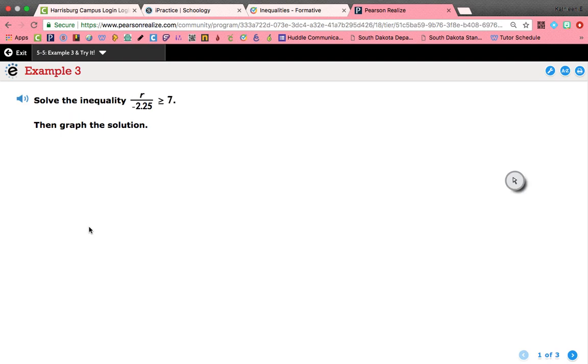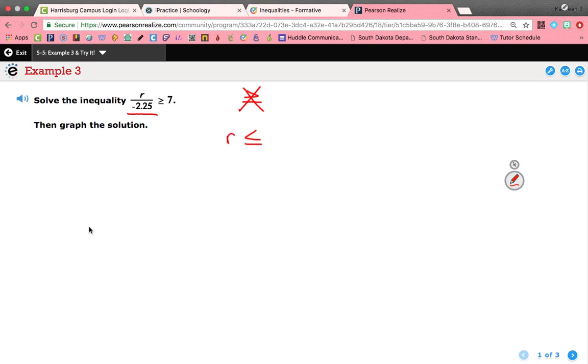So we have this question here. It says solve the inequality. R divided by -0.25 is greater than or equal to 7. All right, I'm dividing by a negative, so I'm going to flip the symbol. I know my symbol's not going to be that anymore, it's going to be this. And here's my R. And the opposite of dividing by 0.25 is to multiply. So we take 7 times -0.25, and we get -1.75. And then it says then graph.